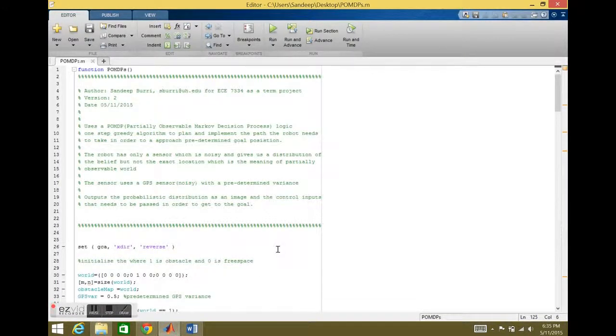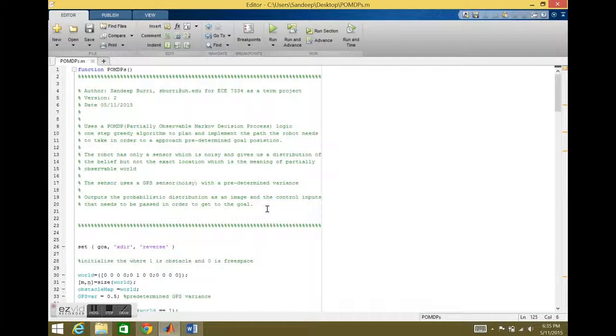And that's it. You can see that the probability distributions are getting updated with every move that the robot makes. And I haven't added any controller. It just reaches the goal. All I need is a reward function, reward matrix. All I need to define is a reward matrix, and the robot moves around.